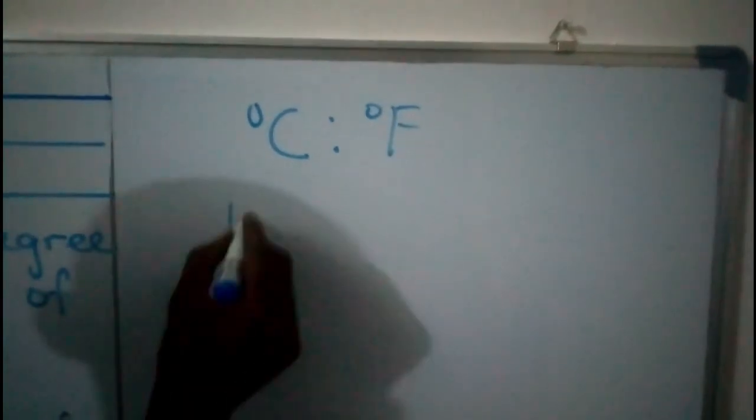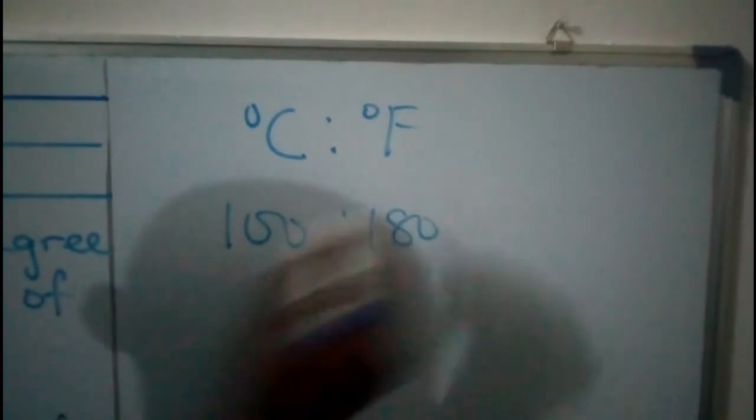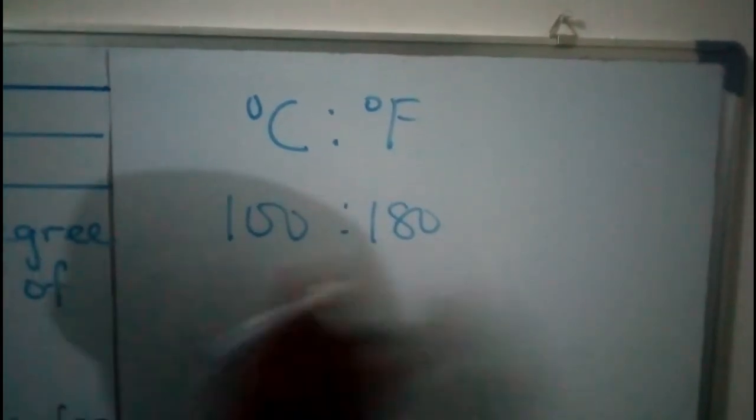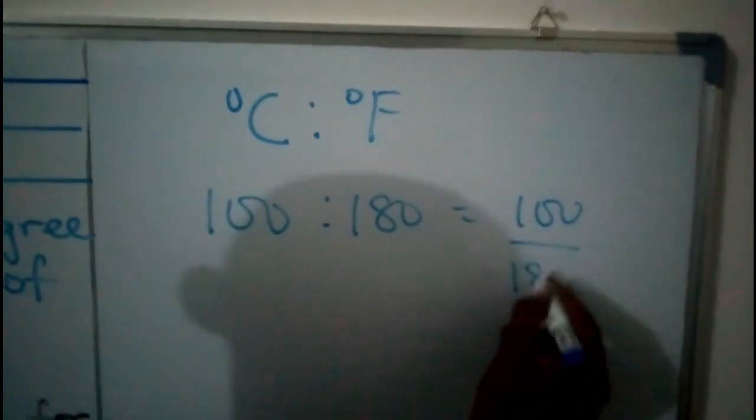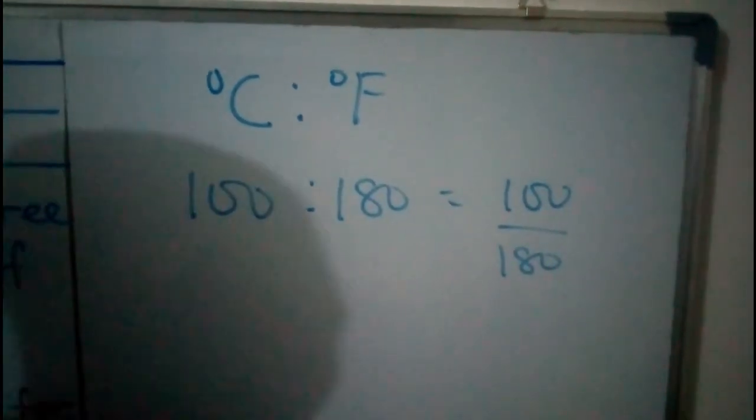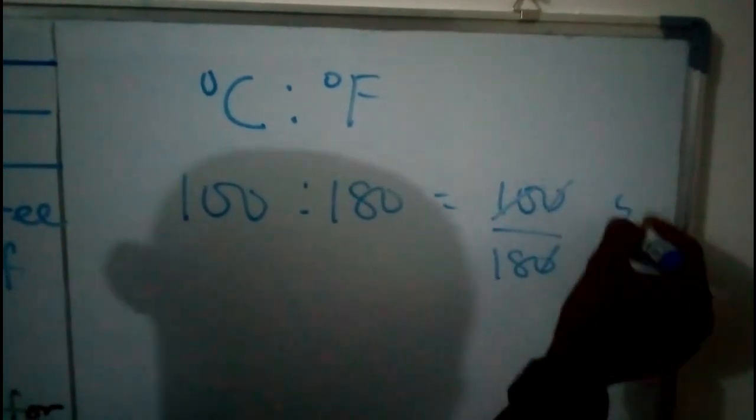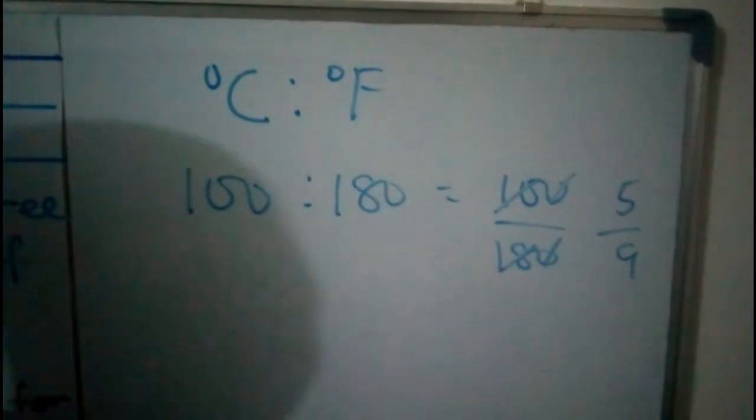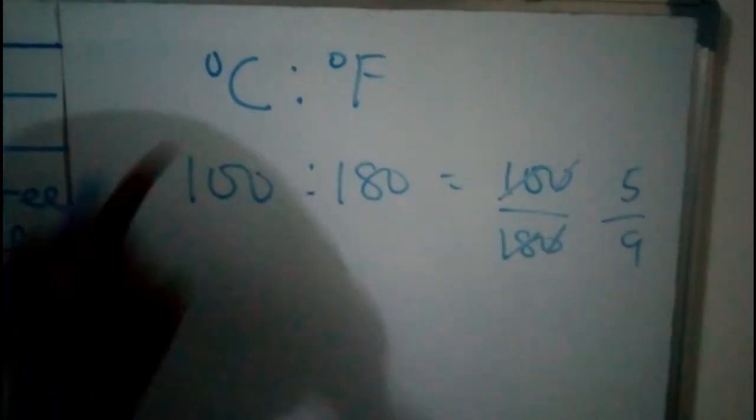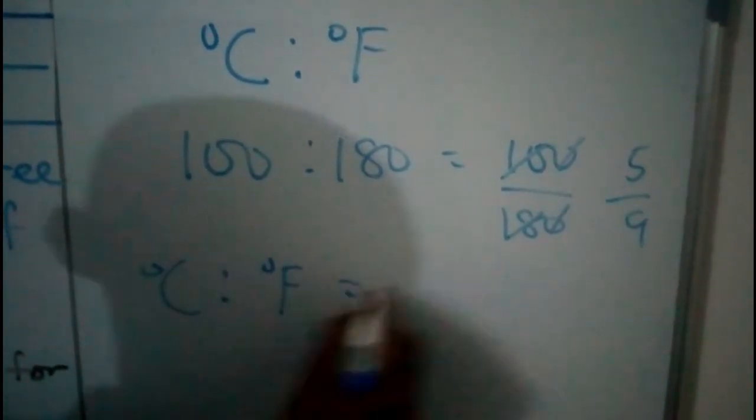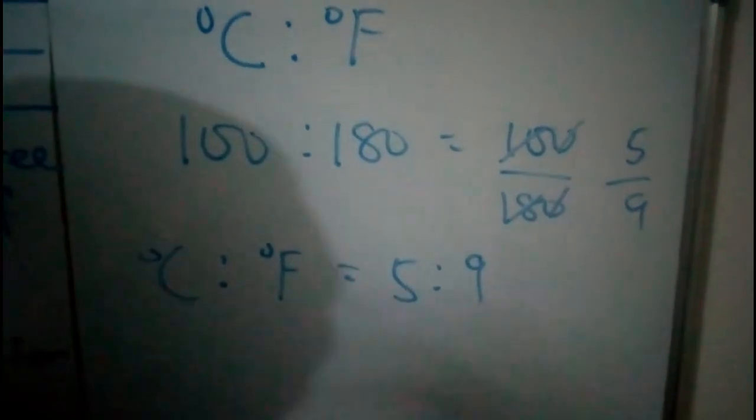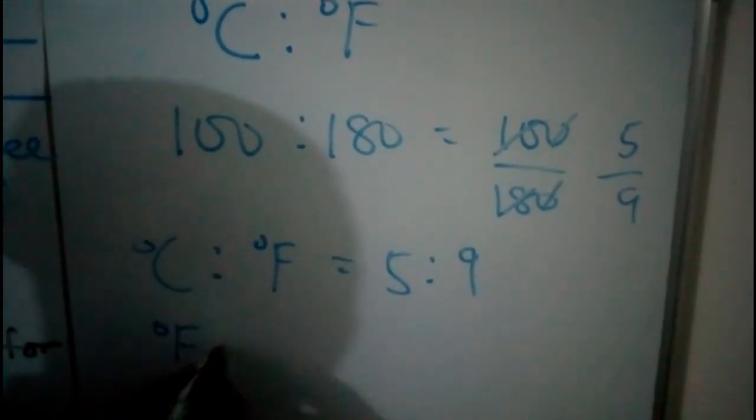Okay, now let's look at the ratio between the division of the two scales. For example, the ratio between the division of degree Celsius to that of degree Fahrenheit gives you 100 ratio 180. We have learned about ratio. This simply means 100 over 180. As a fraction, you must take it to the lowest term. So 0 will cancel 0, 2 in 10 is 5, 2 in 18 is 9. What exactly does this imply? It means the ratio of the division of degree Celsius to degree Fahrenheit is 5:9.